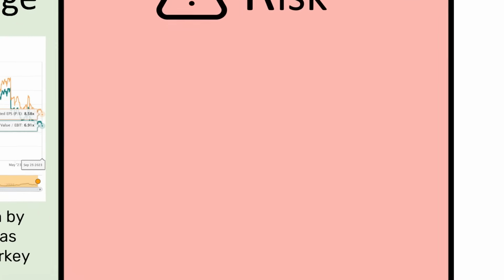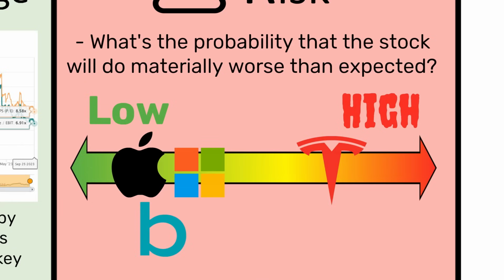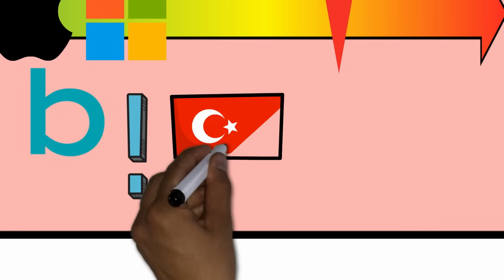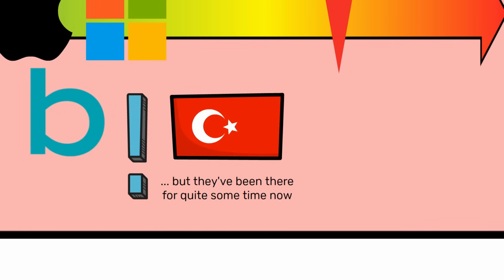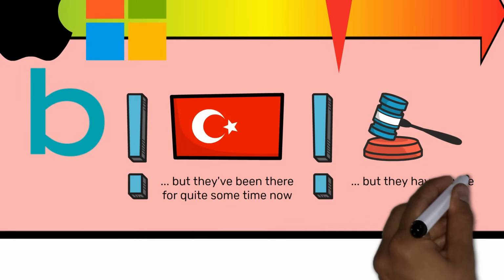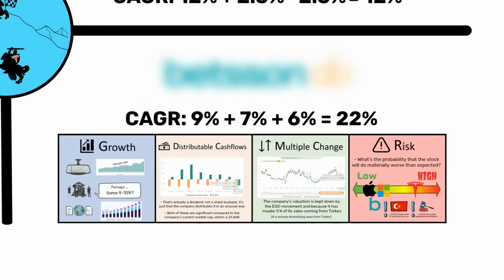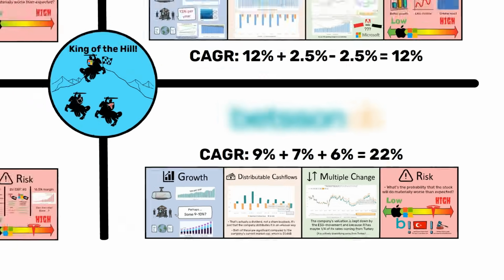The risk that this stock should perform materially worse than we projected here, we believe, is low. The biggest risk is probably the growth rate and Turkey, but they've operated there for something like a decade now, so we've got some Lindy effect a la Nassim Taleb on our side. The second biggest risk is regulations, but the company has a good geographical diversification, and regulation will not hit all markets simultaneously. With a 9% growth rate, 7% from distributable cash flows, and 6% per year in multiple expansion, we expect a yearly return of 22% for this stock, with a low risk profile.